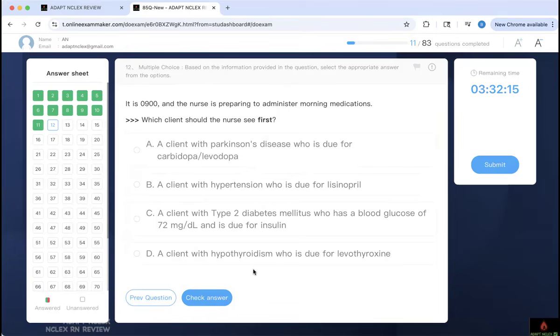A client with hypothyroidism who is due for what? Levothyroxine. Who are you going to see first? This is a tricky one, but it requires some test-taking strategy.